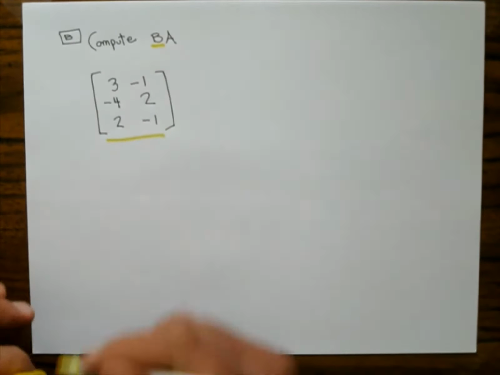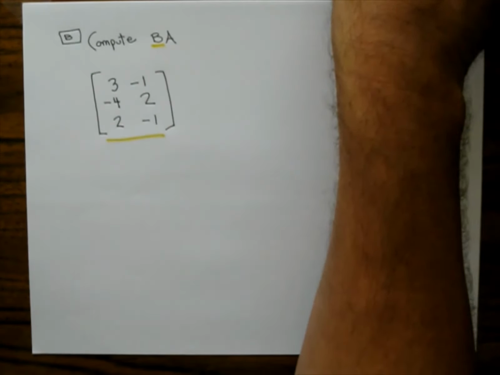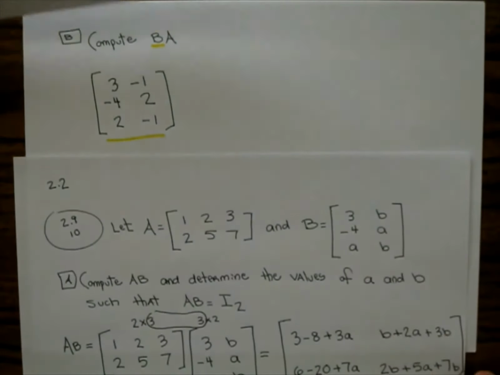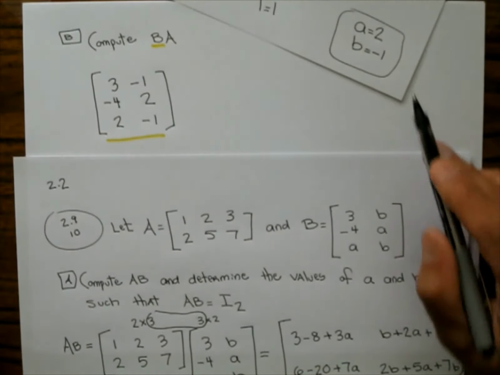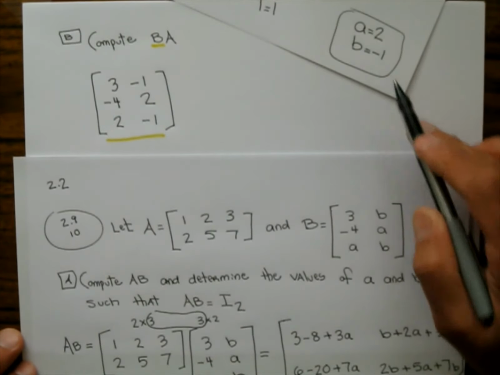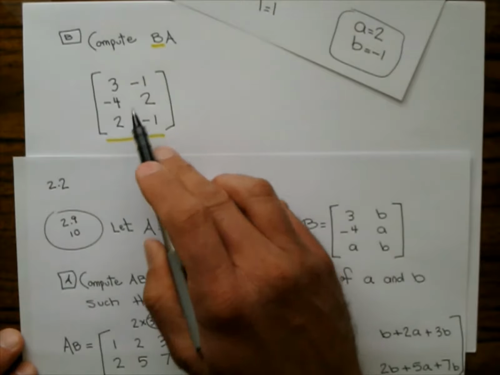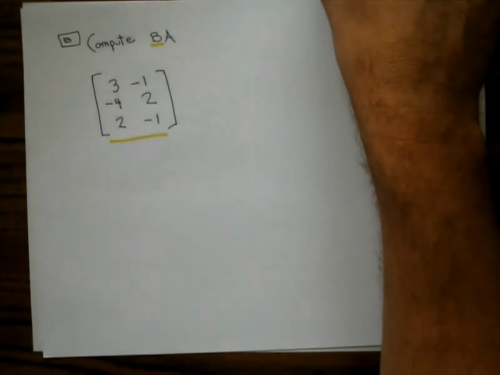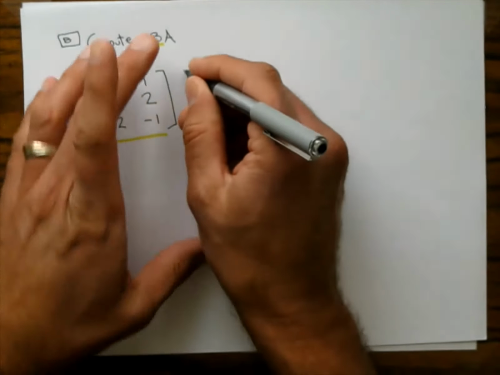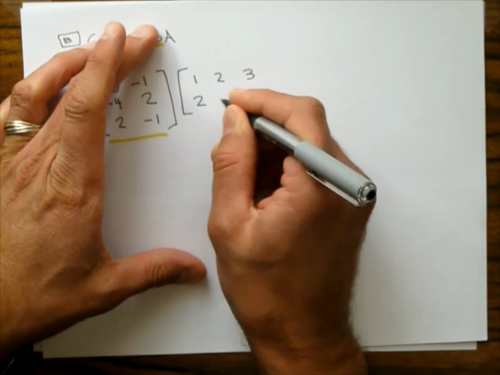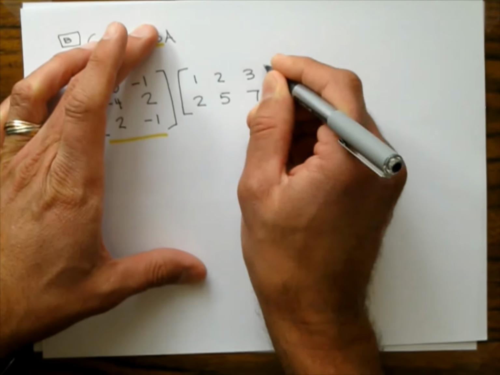That happens to be B. Now if you're thinking, well, Joe, what did you do? What I did is, there's B right there, and then I got these values right there. I plugged A is 2 in, and B is negative 1 in for those, and that's how I got that. And I'm going to multiply this by A, which happens to be 1, 2, 3, 2, 5, 7.